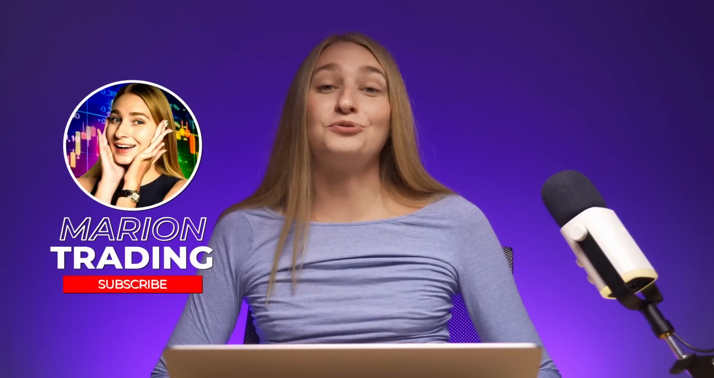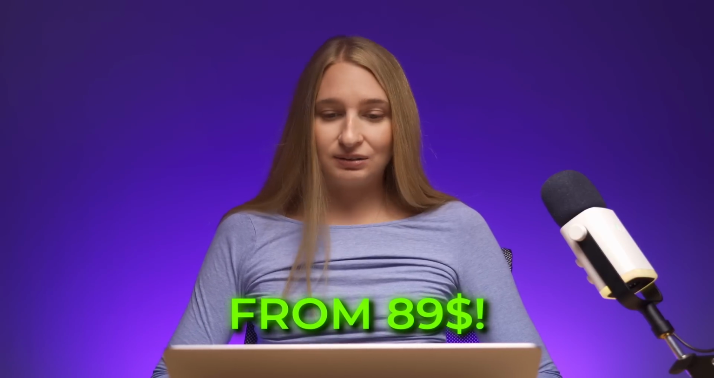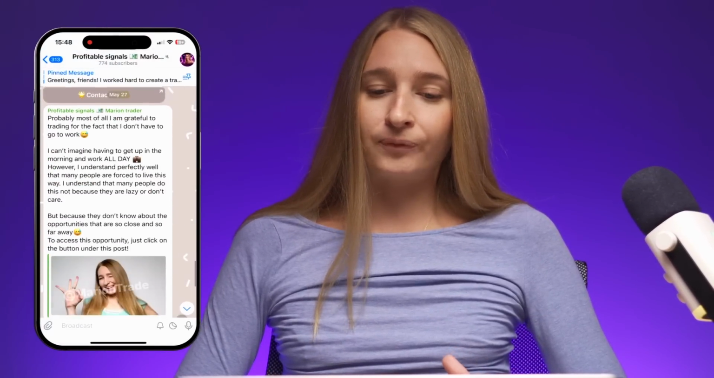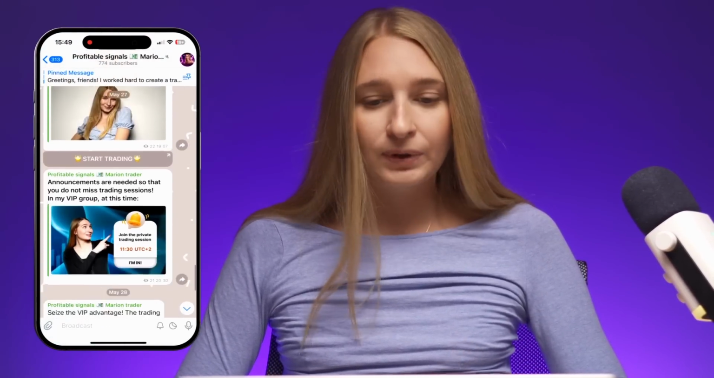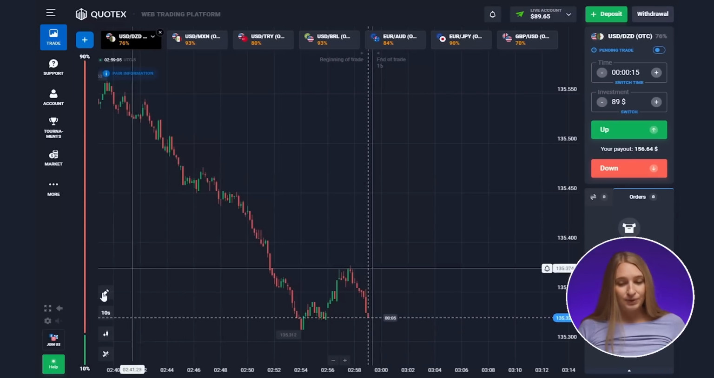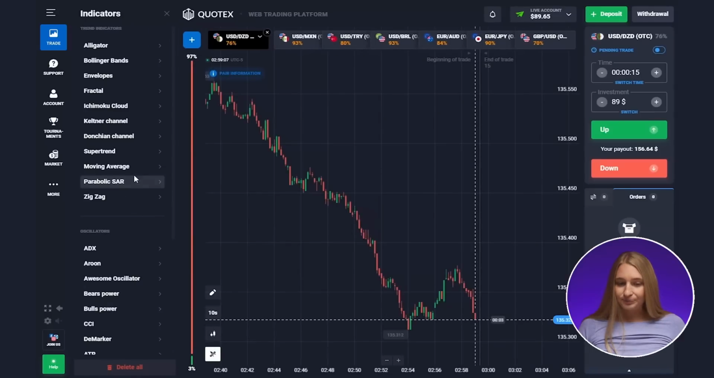Hello friends! Today we'll be running a strategy with a volume indicator. So we will be accelerating our deposit from $89 today using just this indicator. I will tell you what is similar to the RSI indicator and how to make money with it at all. So now I'm going to show you how to set it up, where it is located.